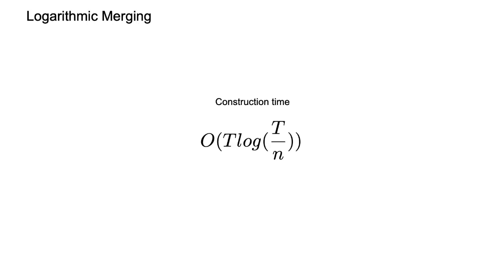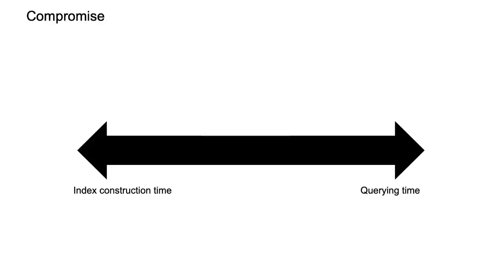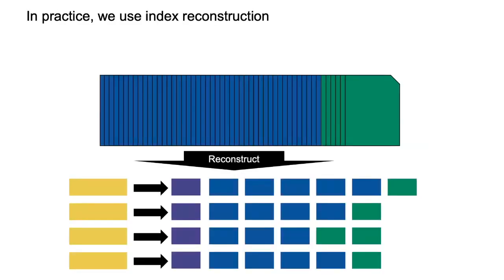So this is the construction time, T log T, and the query time is logarithmic because the number of indices is actually logarithmic, right? This is very efficient. Now, it's always a compromise, right? You want to strike a compromise between the time it takes to construct the index and the time it takes to query the index. Having said that, logarithmic merging has many applications in practice.